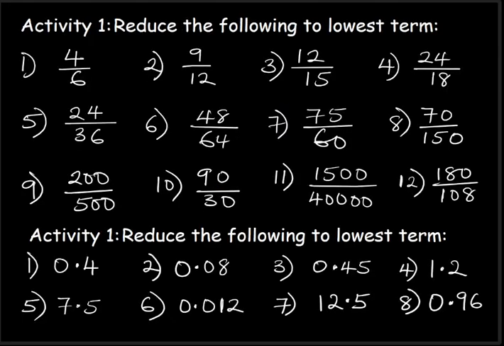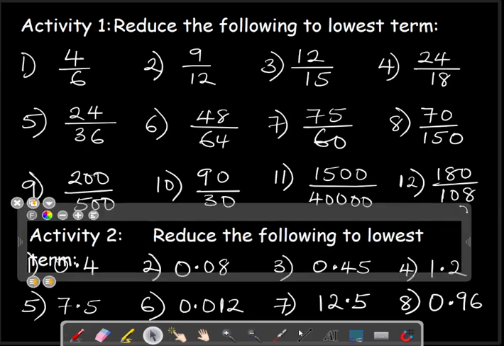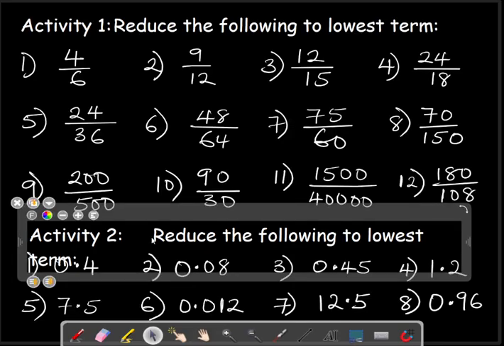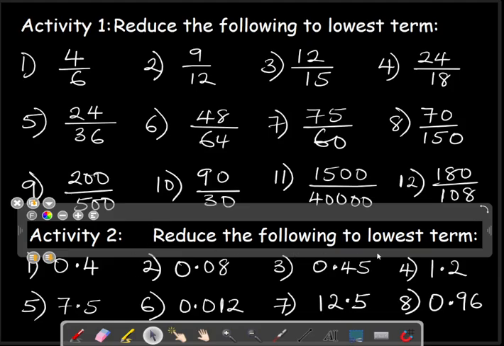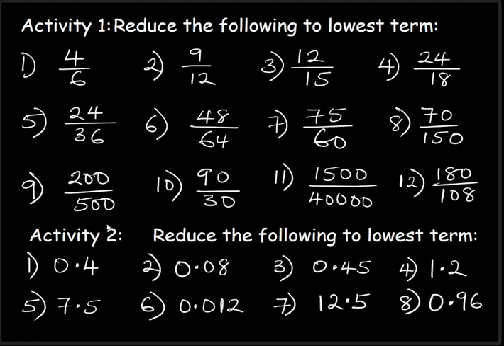So we have activities here. Reduce the following to lowest term. You've seen the first part. This should be activity 2. Sorry about that. Okay, so this is what we have. Reduce the following to lowest term. For activity 2, change these decimals to fractions first, and then you reduce them to their lowest term.